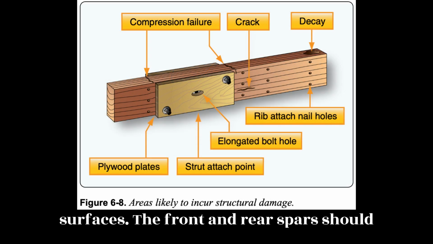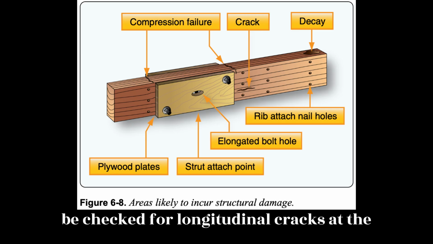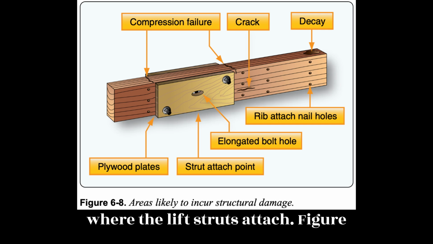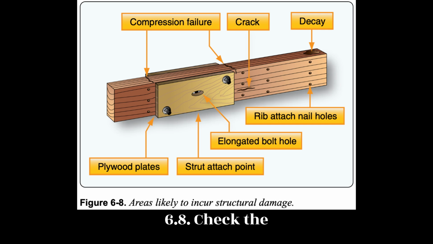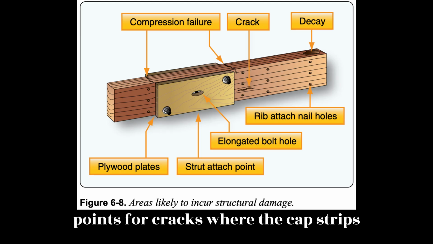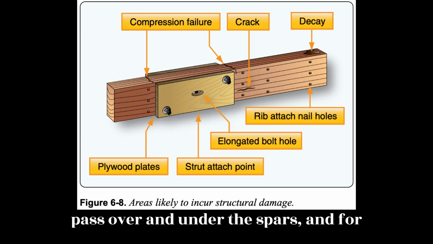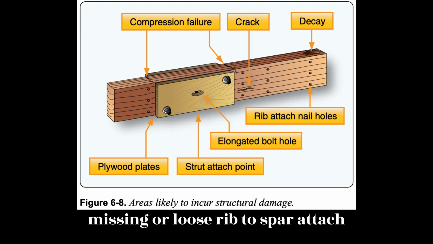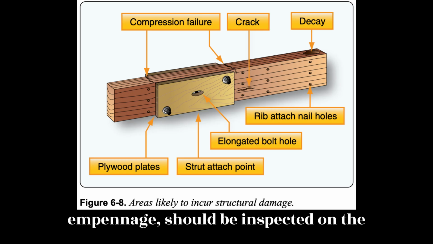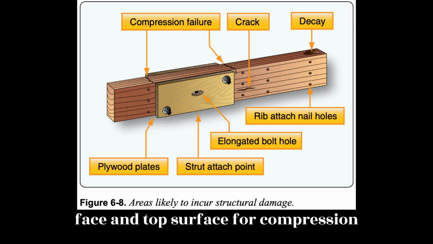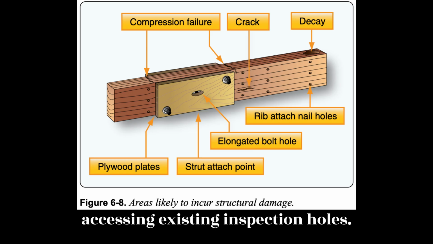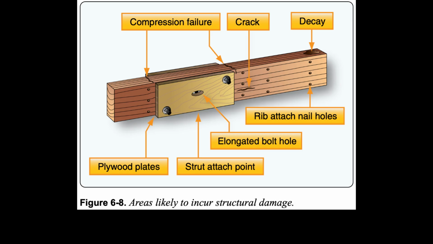The front and rear spars should be checked for longitudinal cracks at the ends of the plywood reinforcement plates where the lift struts attach. Figure 6-8. Check the ribs on either side of the strut attach points for cracks where the cap strips pass over and under the spars, and for missing or loose rib-to-spar attach nails. All spars, those in the wings and empennage, should be inspected on the face and top surface for compression cracks. A borescope can be utilized by accessing existing inspection holes.